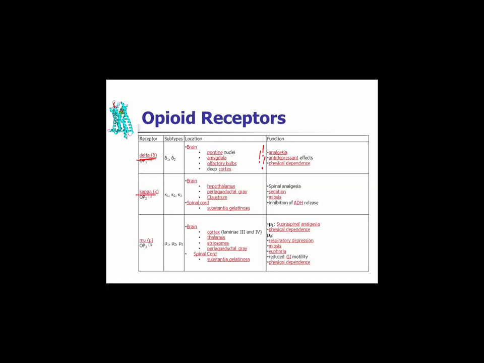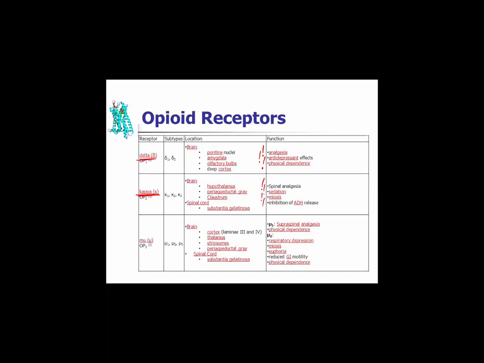Next type of receptors is kappa receptors: kappa 1, kappa 2, kappa 3. These receptors are located in the brain and spinal cord. In the brain, in the hypothalamus, periaqueductal gray, claustrum; in the spinal cord, in the substantia gelatinosa. So these receptors are responsible for spinal analgesia, sedation, miosis, narrowing of the pupil, and miosis is one of the most typical signs of opioid overdose, and inhibition of ADH release.